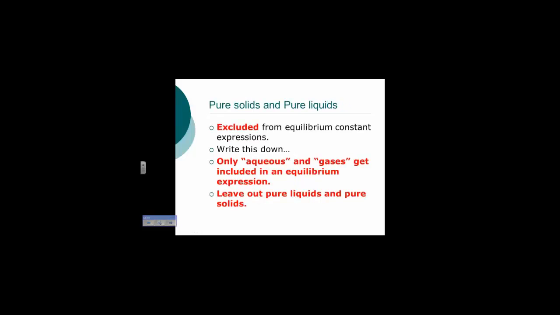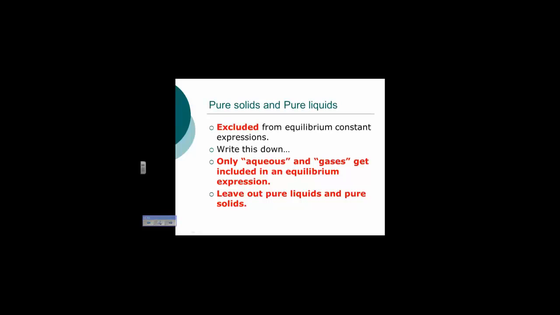If we have a pure solid or a pure liquid, we do not write them in an equilibrium constant expression. Leave them out. Write this down. When I'm reading an equation, I look for the aqueous and I look for the gaseous. Those are the only states of matter that get included in Kp and in Kc expressions. If you see something in solid form or in liquid form, leave them out of the equilibrium expression.